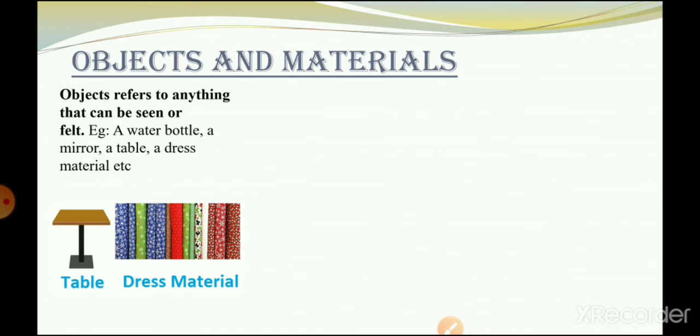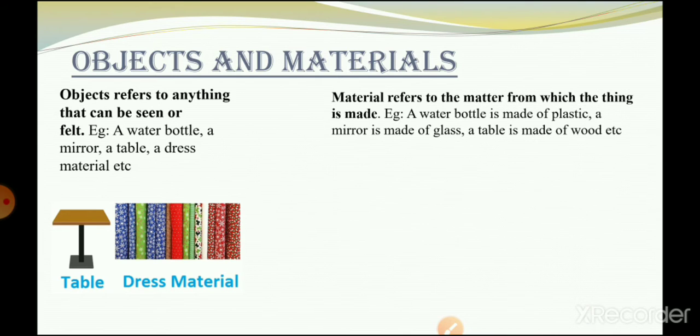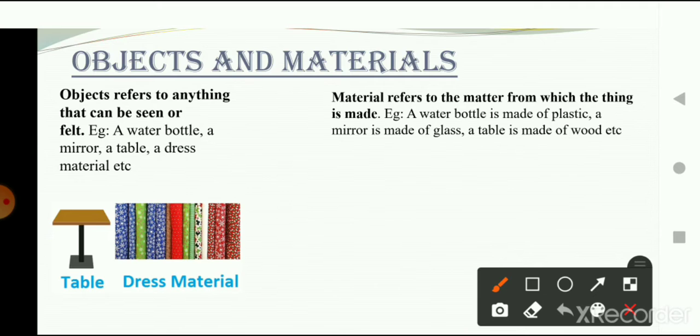And what is a material? Materials refer to the matter from which things are made. Like a water bottle is made from plastic. A bottle is an object, and that bottle is made up of plastic, so plastic is an example of a material. Similarly, a mirror is an example of an object, and the material used to make a mirror is glass. So glass is a material.